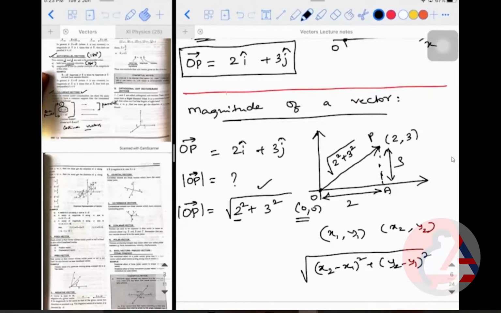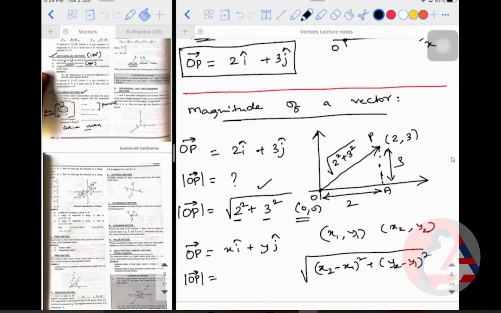But I want to give a generic formula because my concern is not only about 2, 3. I want to make it a generalized formula. Suppose I have a vector OP vector equal to x i cap plus y j cap, where x and y can be anything. It can be in any quadrant. I'm not concerned about what quadrant it is, but I want to define only the magnitude of it. Then what is the formula that I can give?